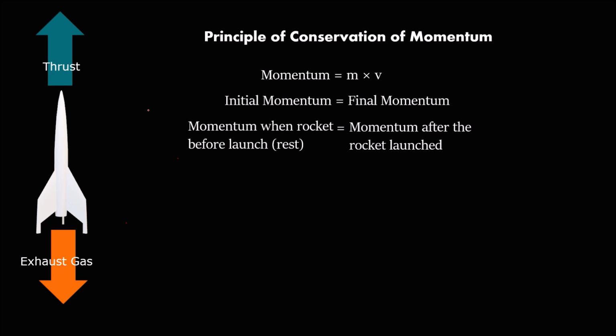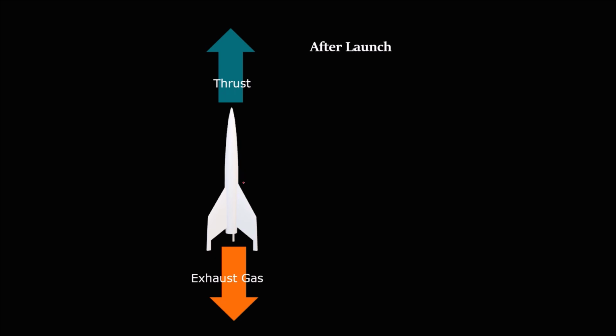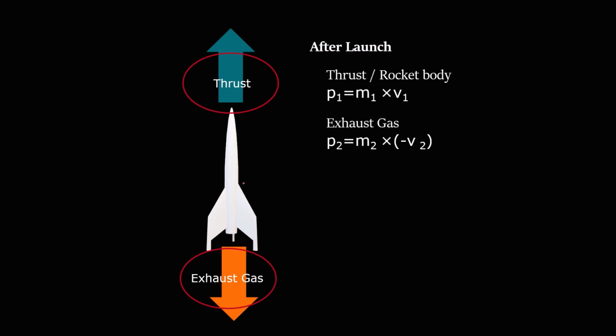Let's see the momentum of the rocket before the launch. Before launch, our velocity is 0 because the rocket is at rest. This means our momentum before the launch is 0. Now, moving on to after launch, we have to take into account two things. First is the thrust and second is the exhaust gas. I have denoted my thrust as P1. P1 is the momentum of my rocket body, which is M1 V1. And my exhaust gas, P2, is equal to M2 multiplied by negative V2. Why is it negative? Because it's going in the opposite direction of the thrust.